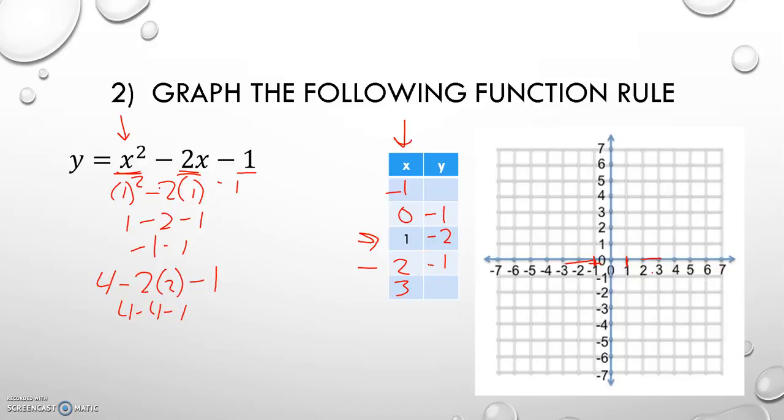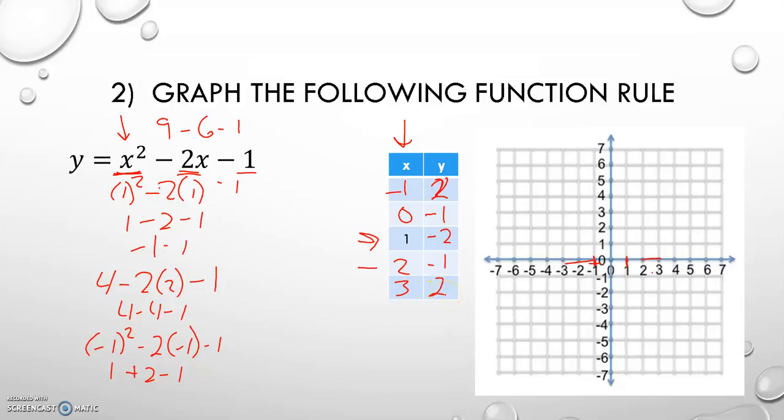If I plug in, let's try a -1. This is going to be -1 squared minus 2 times -1 minus 1. Well, -1 squared is 1. Then a -2 times a -1 is positive 2 minus 1. Well, 1 plus 2 is 3, and 3 minus 1 is 2. And so when I plug in a 3, I'll have 3 squared, which is 9, minus 2 times 3 is minus 6, minus 1. 9 minus 6 is 3. 3 minus 1 is also 2.